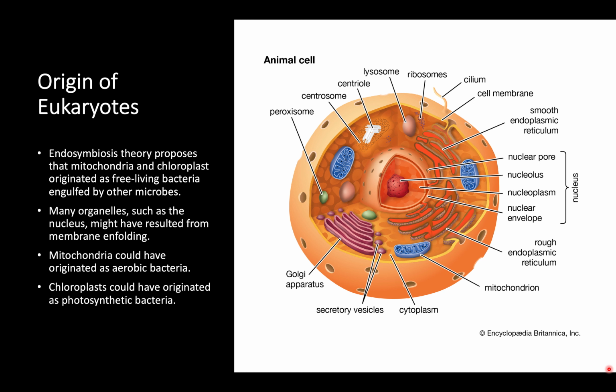Mitochondria could have originated as what we think of now as aerobic bacteria. Chloroplasts could have originated as photosynthetic bacteria. So a eukaryotic cell has a nucleus and other membrane-bound organelles like the mitochondria and chloroplasts that we've talked about previously.